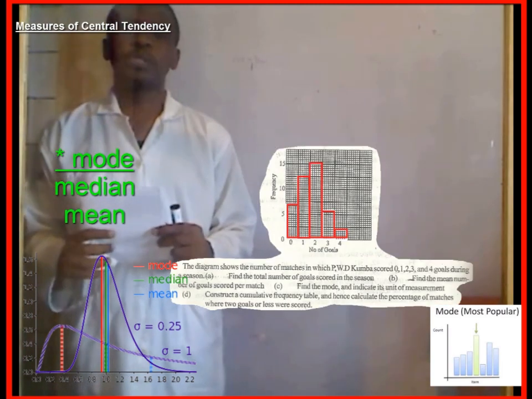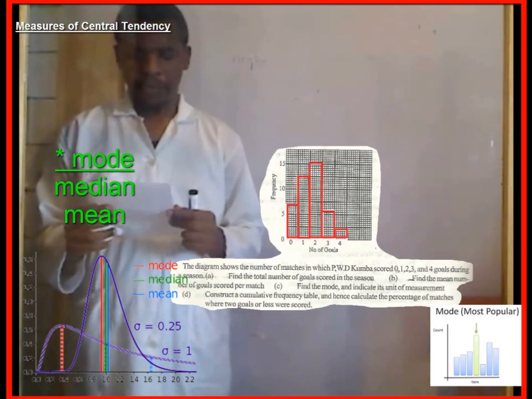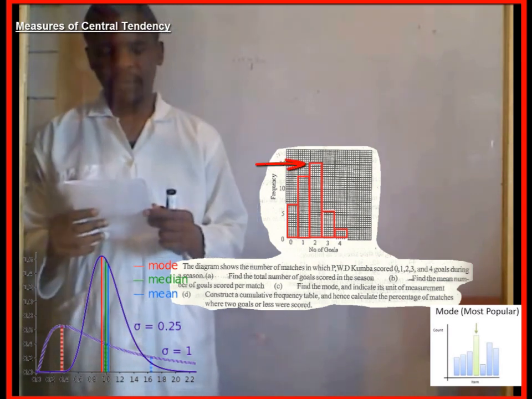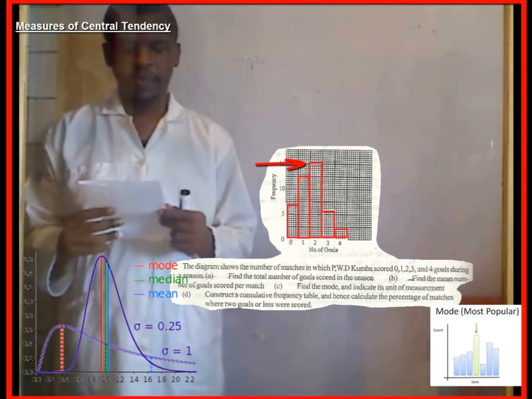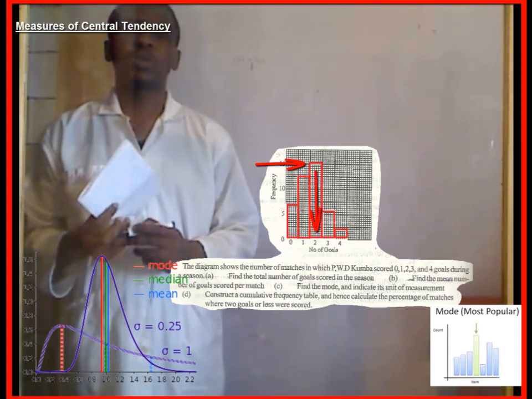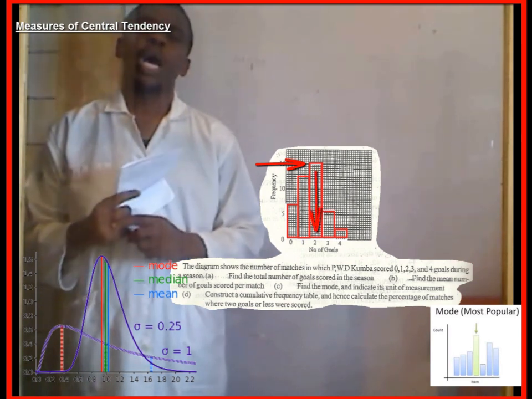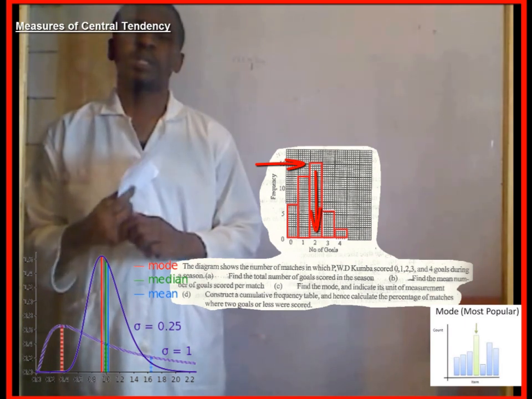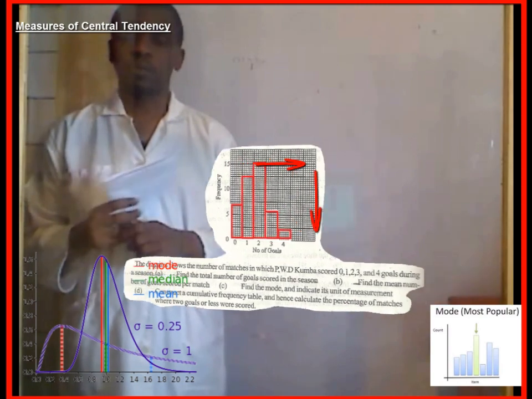So this is a sample GCE question. Here from the graph, we're asked to look for the mode. We can see from the graph that the highest frequency belongs to the score 2. So our mode is 2. 2 goals were scored, they match. That's what the graph tells us.